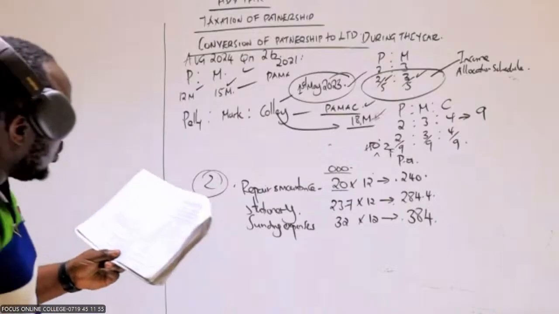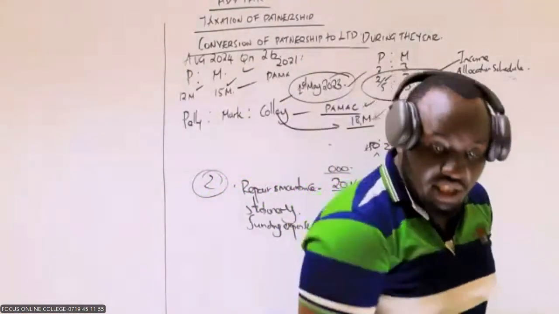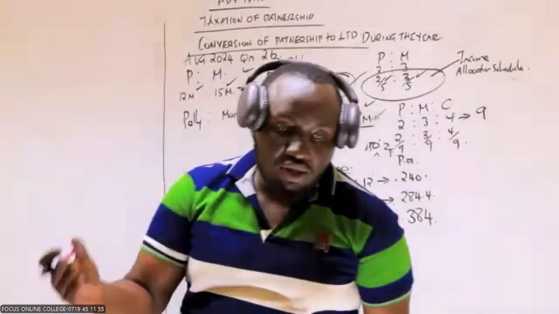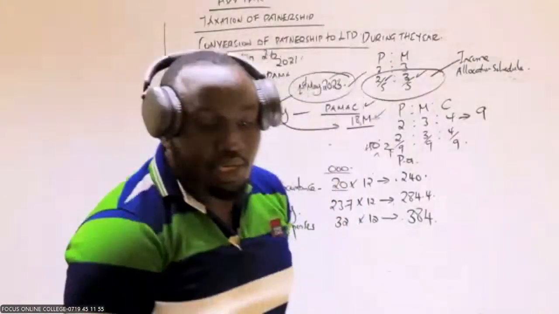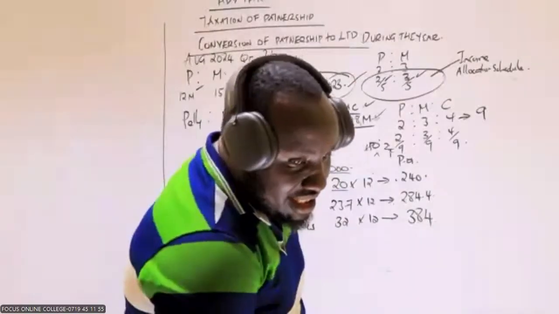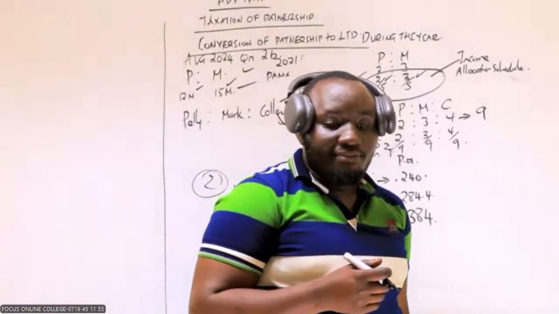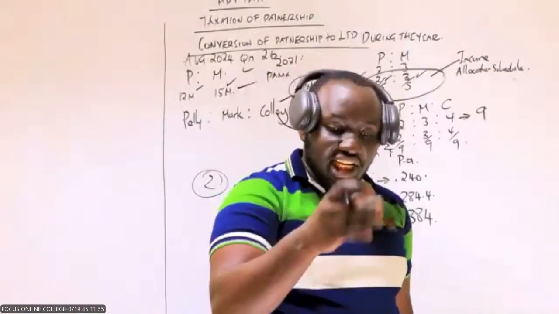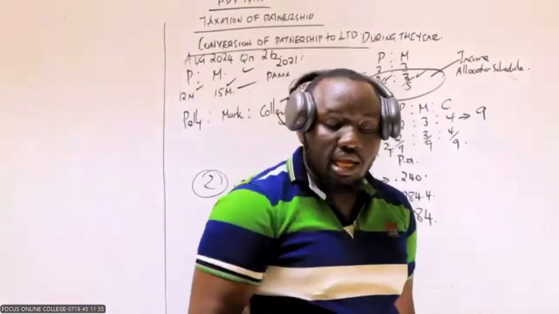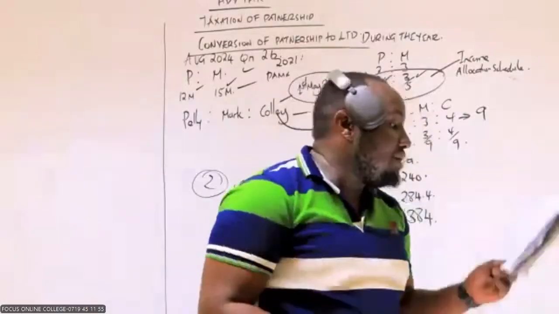So the next we have what's called motor vehicle expenses. There's a difference between motor vehicle and motor vehicle expenses. When I say motor vehicle, is that allowable expense? If I said purchase of motor vehicle, that would be non-allowable. Why? Because that's a fixed asset. However, when you say motor vehicle expenses, then that becomes allowable expense.